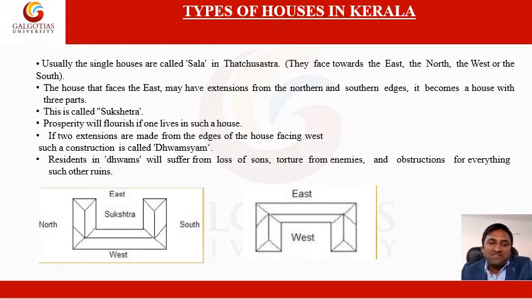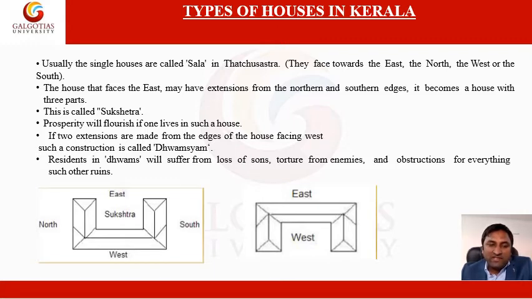Normally, a single house is called sala in Thachu Shastra. The faces are towards east, north, west or south. The house that faces the east may have extensions from the northern and southern edges. It becomes a house of three parts. This is called Sushetra. Prosperity will flourish in such houses.